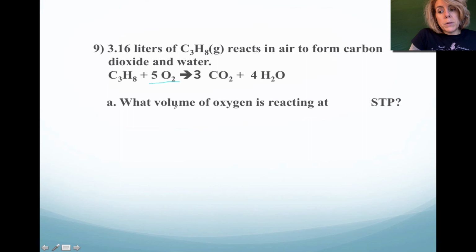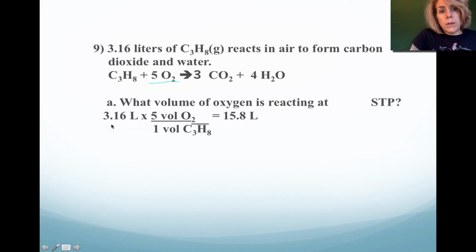And remember, STP is standard temperature and pressure, and once again I'll talk more about that in class. Here we have the volume that they gave us, and we're going to multiply it by a volume ratio. So we're left with liters in the product. So 5 is the coefficient of oxygen, and 1 is the coefficient of propane.